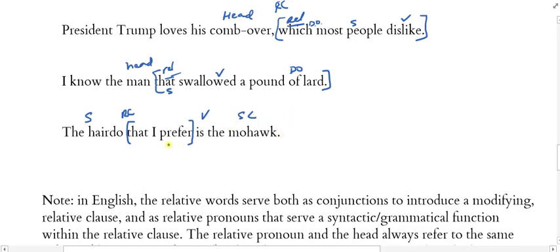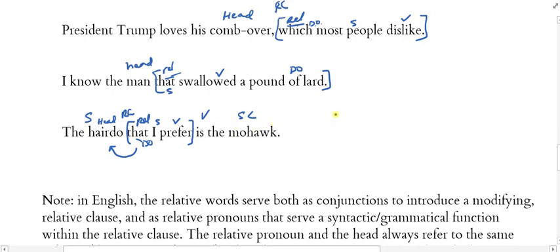Now this relative clause is telling me something about the hairdo. So hairdo is my head. Pardon the pun. How does the relative clause modify the hairdo, the head? Well, it's telling me something about it. In this case, it's that I prefer a certain kind of hairdo. So there are other hairdos that maybe I don't prefer, but we're talking about the hairdo that I do prefer. So the relative word is that. Now notice, I prefer is my subject and my verb. So how is that functioning inside the relative clause? It is the direct object. Okay? That I prefer, or I prefer that. Okay? So the hairdo that I prefer is the mohawk.